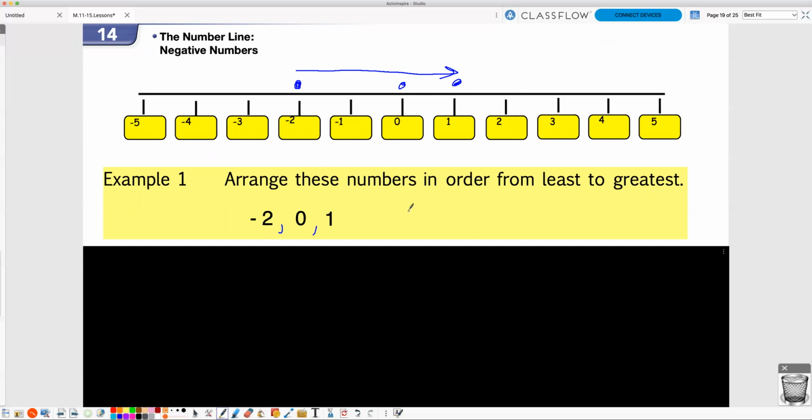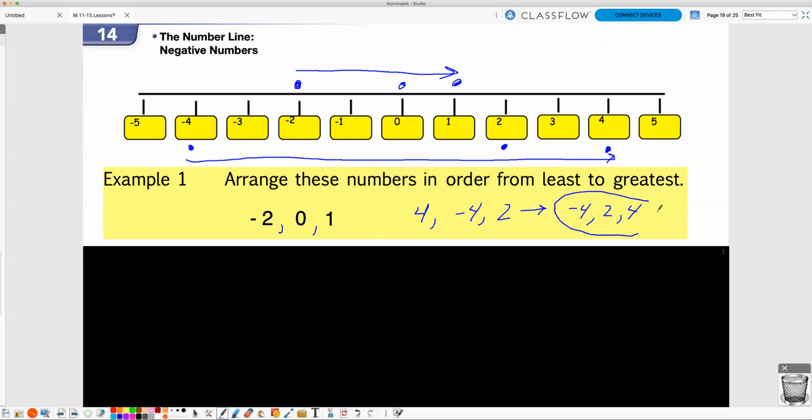Let's try another set of numbers. Let's say if we had 4, let's say -4 and 2. Let's arrange those in order from least to greatest. So if we looked at these positions, we got 4 would be right here, a -4 would be right here, and a +2 would be right here. So going from left to right, least to greatest, -4 would be on the left, then I would have 2, and then I would have +4. So that would be from least to greatest.